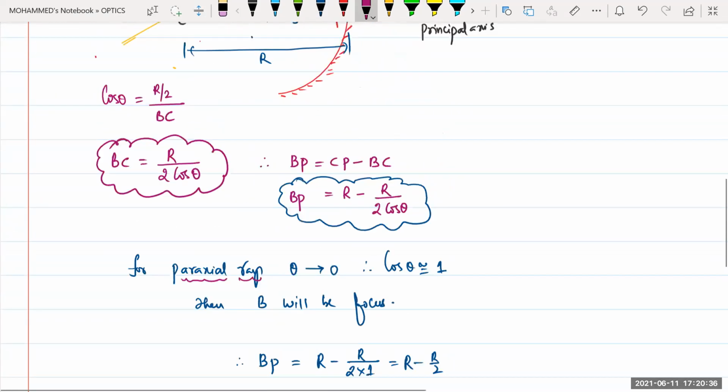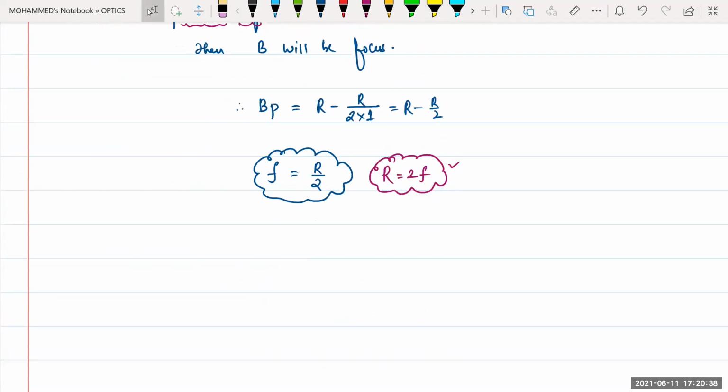That means for a concave mirror or convex mirror, the relation between the radius of curvature and the focal length will be equal to how much? F is equal to R by 2, or radius of curvature will be equal to 2 times F. Is that clear?